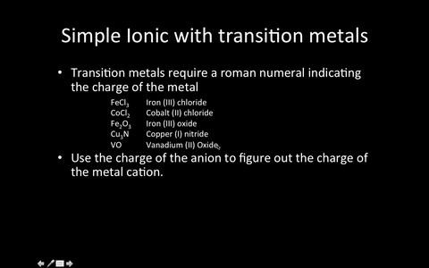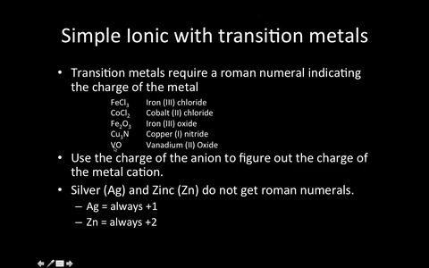You have to use the charge of the anion to figure it out. So that's what we're doing here. Since oxygen is a -2 charge, vanadium must be a +2 charge. The two exceptions to the transition metals that get Roman numerals are silver, it's always +1, and zinc, always +2.